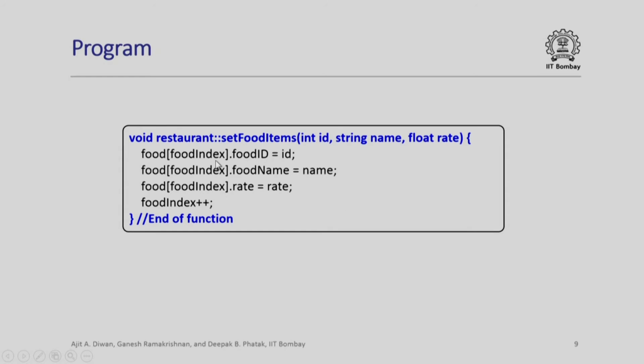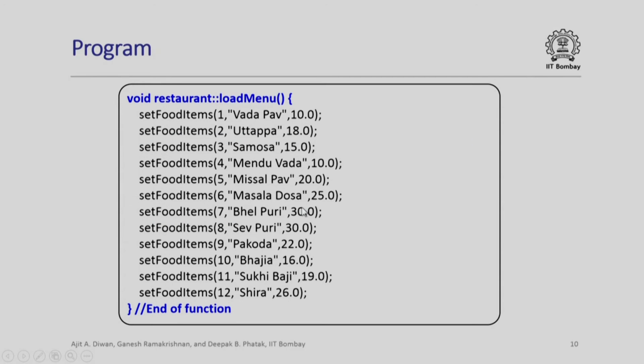Next, we look at the set food items function. This will get an integer ID, a string name and the rate at which a particular item is sold. We simply assign that ID, name and rate to appropriate components of the element by the food index that we have. That is a simple function that we have.